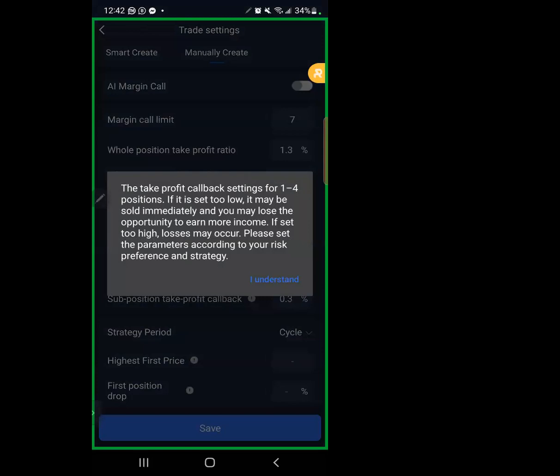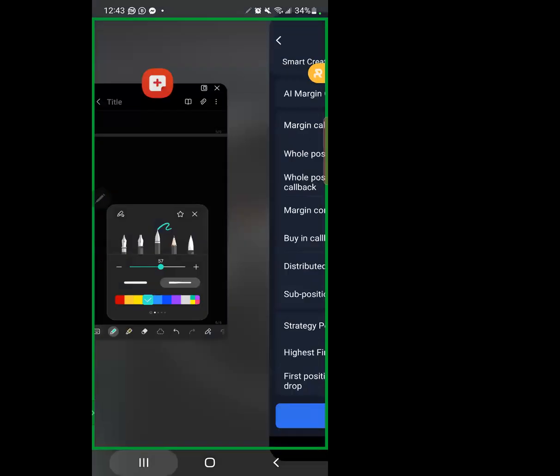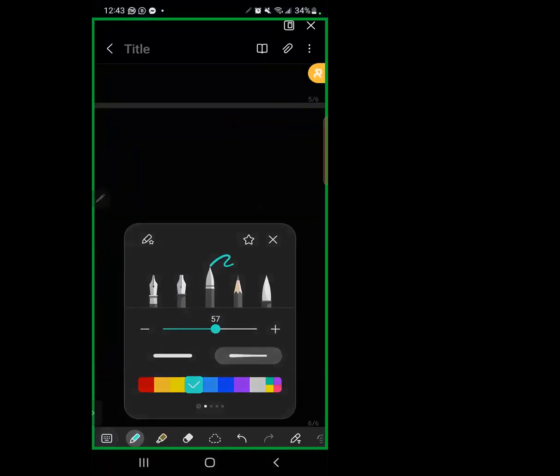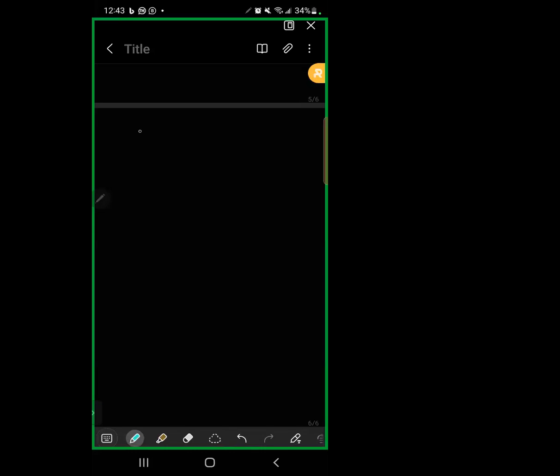Now, take profit callback, if it is set too low, it may be sold immediately, and you may lose the opportunity to earn more income. If set too high, losses may occur. Please set parameters according to your risk management. Now, let's understand what a take profit callback means. Now, this is a take profit callback.